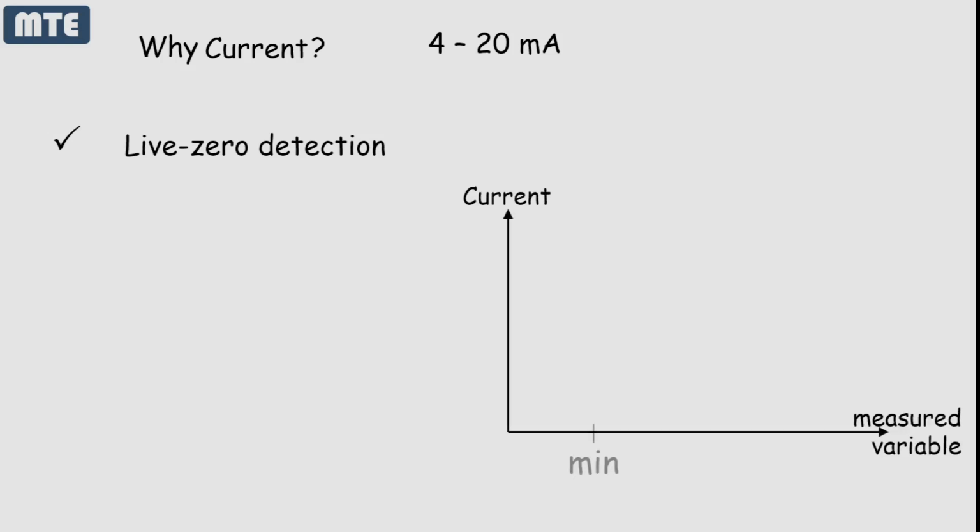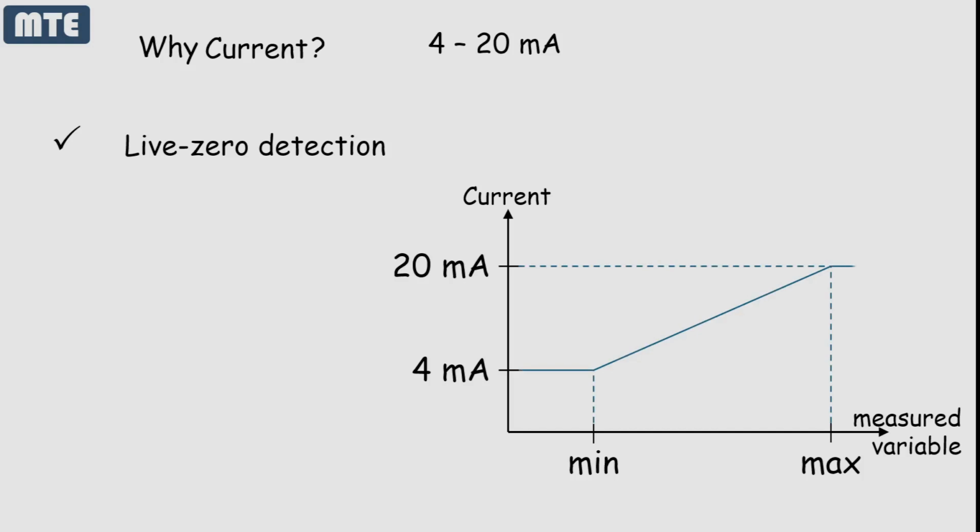The 4 to 20 mA current loop is an industry standard for analog signal transmission, and it offers several advantages over other ranges like 0 to 20 mA. The first advantage is live zero detection. In a 4 to 20 mA system, a current of 0 mA indicates a fault, such as a broken wire or a disconnected sensor.